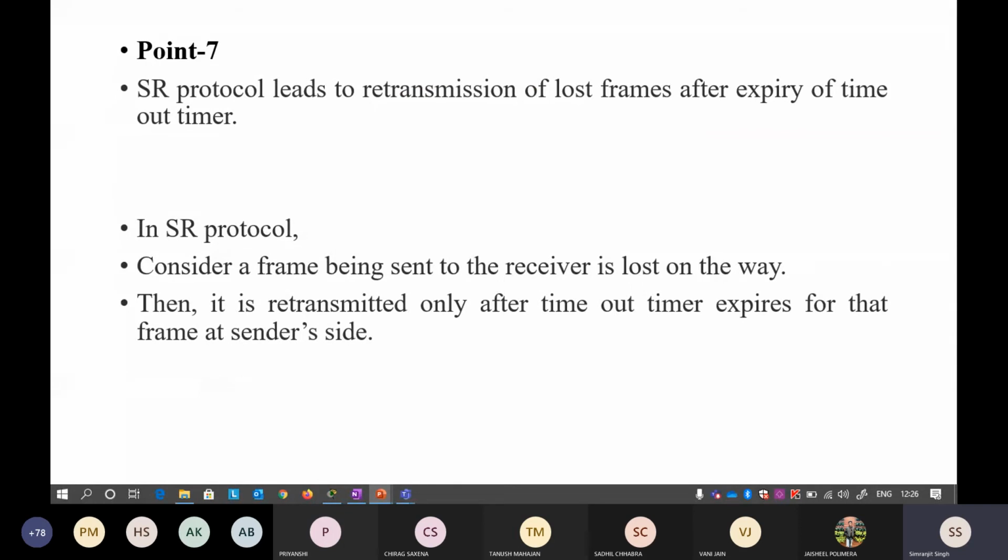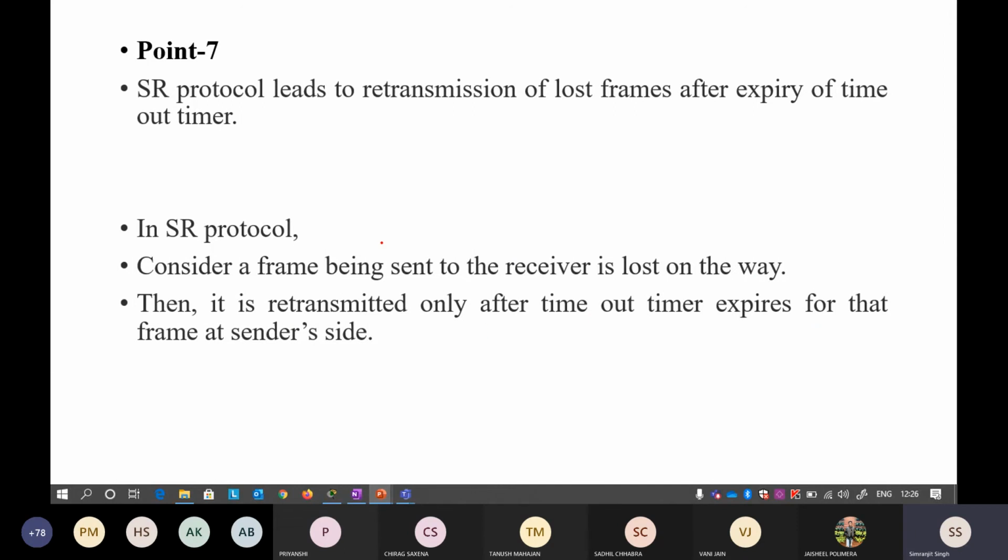So these are the advantages of SR protocol. Okay, I would not call it an advantage, it's a feature. SR protocol leads to retransmission of the lost packet after the expiry of the timeout timer. We already know the timeout timer is applicable in all flow control mechanisms when I'm using ARQ. SR protocol also lies in the domain of ARQ, so ARQ means it will have a timeout timer. Consider a frame being sent to the receiver is lost on the way, then it is retransmitted only after the timeout timer expires for that frame at the sender side.